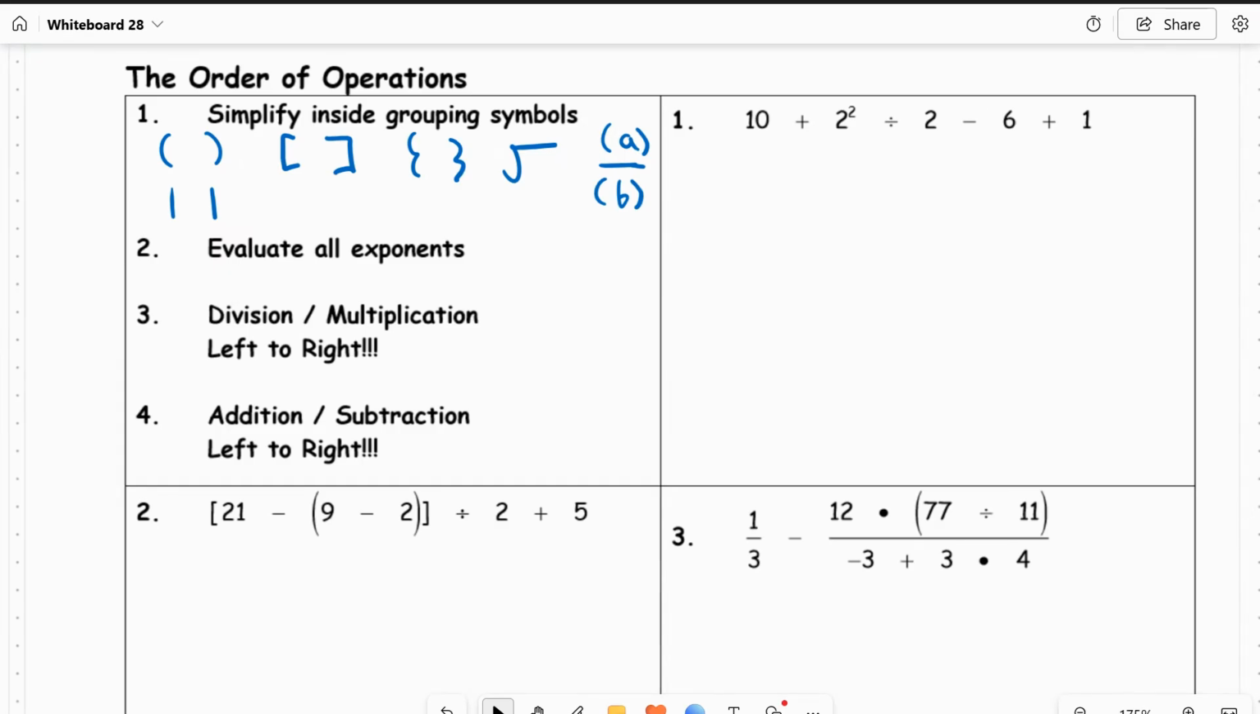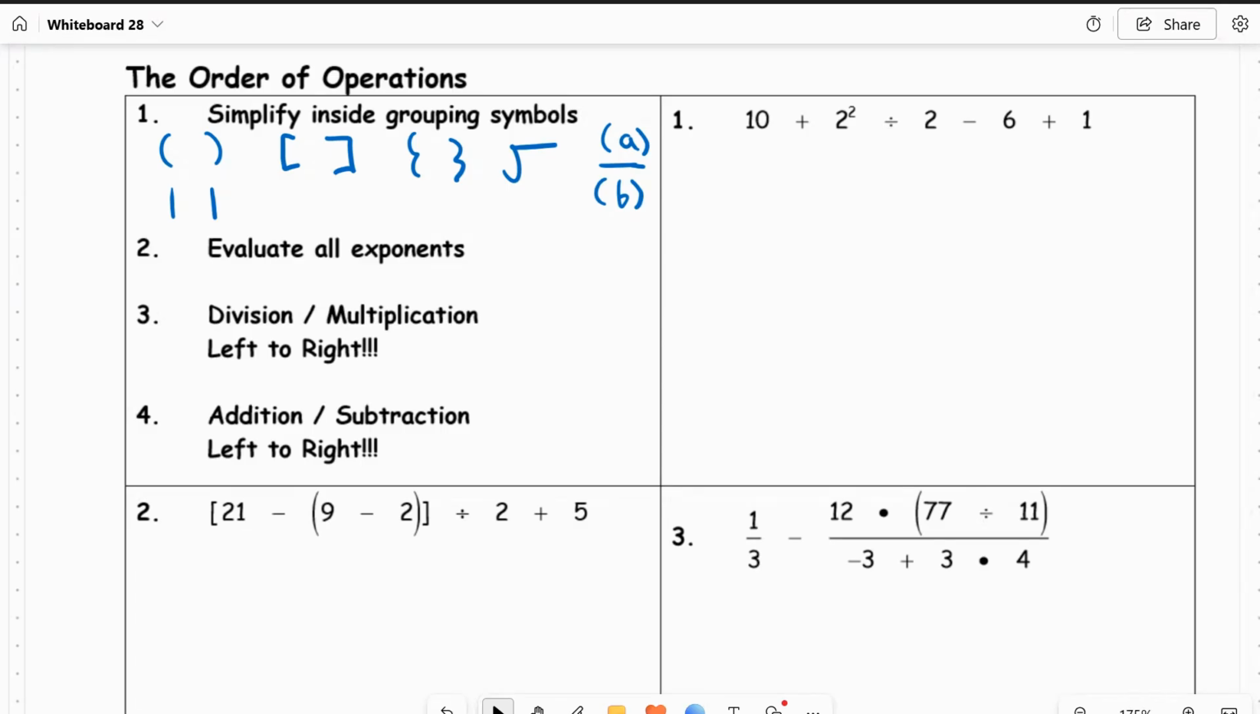Next, we'll evaluate all exponents. So exponents, division, multiplication, addition, and subtraction. And remember with those last two, since they are ties, you go left to right. So let's do number 1.